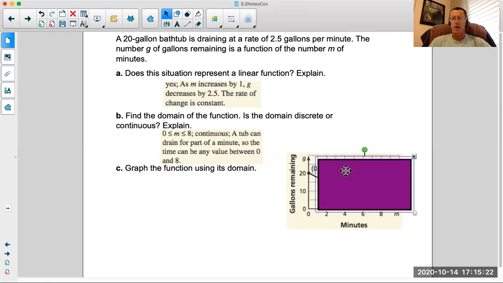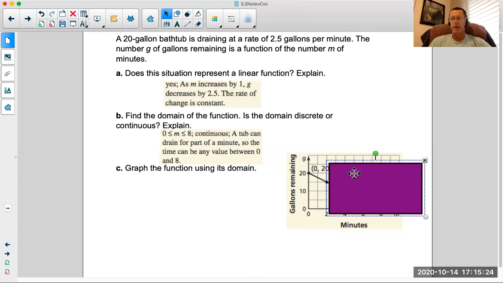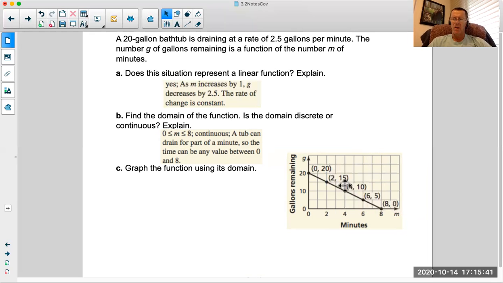So let's say you plot after 2 minutes. Really, you could pick anything you wanted, but if you picked after 2, what's 2 times 2.5? 5. What's 20 minus 5? 15. And then let me ask you this, do you really need to plot any more points than that? Not really. Why don't we put an arrow though down here? Can you have a negative number of gallons in the bathtub? No, when it drains, it's down to 0. So this would stay here in the first quadrant and finish right here.